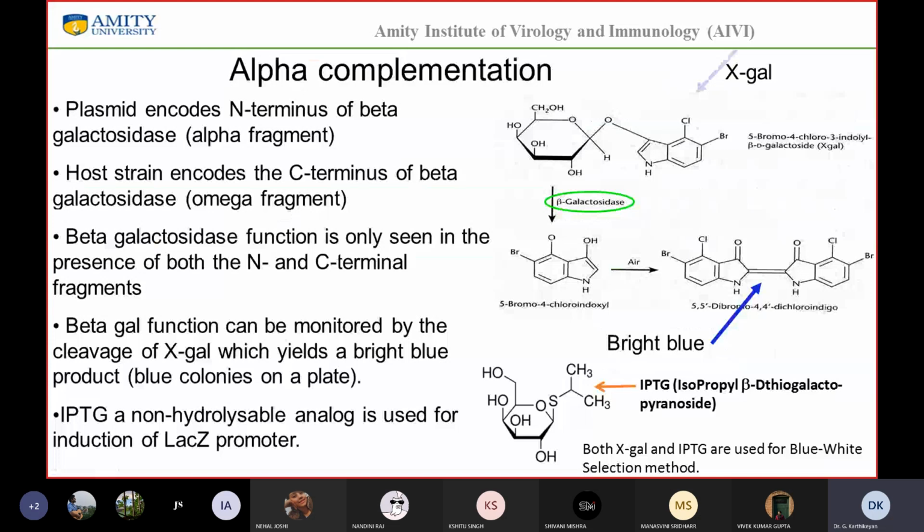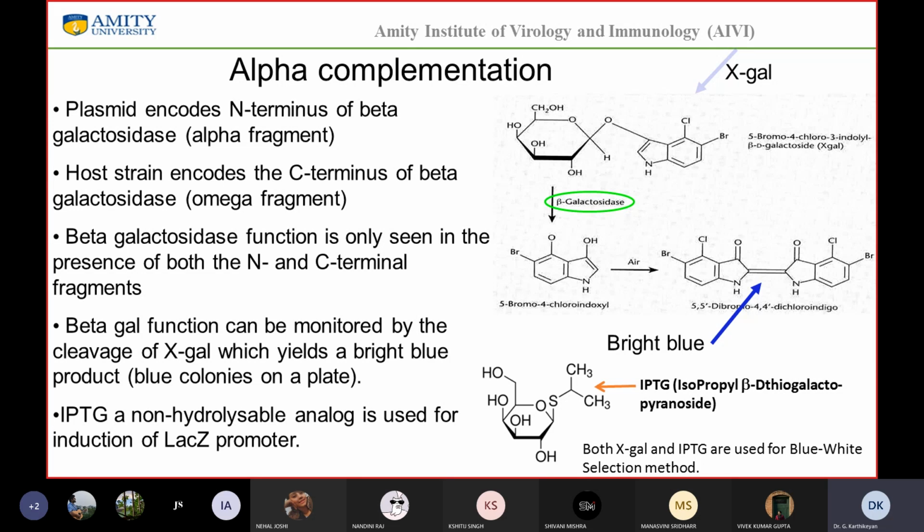So typically when we do this blue-white selection, you would have both X-gal and IPTG in it. IPTG is for inducing the lacZ gene expression so that the beta-galactosidase gets expressed, and this beta-galactosidase is the one that is going to metabolize X-gal, or break down this X-gal into a bright blue compound, by which we are able to know whether your lacZ gene has been disrupted, whether the reading frame has been disrupted. If it is not disrupted, it is going to give you a blue colony, and if it is disrupted, then it is going to give you a white colony.